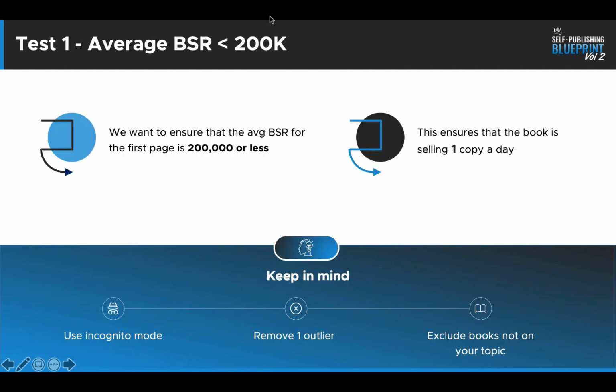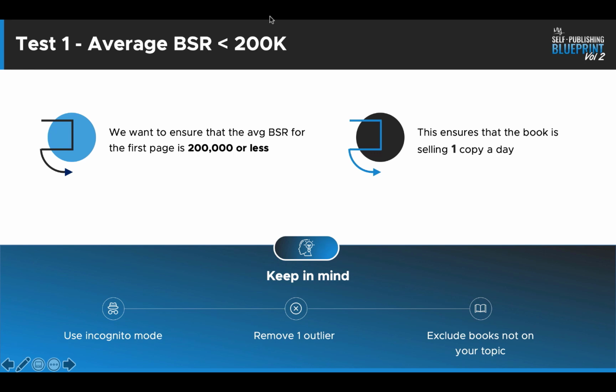Okay. So the first test, average BSR less than 200,000. Remember, BSR stands for best-selling rank. We went over that in the previous lesson. So we want to ensure that the average BSR for the first page on Amazon has a best-selling rank of under 200,000, or 200,000 or less. This ensures that every book on the first page of Amazon is selling at least 1 copy a day.